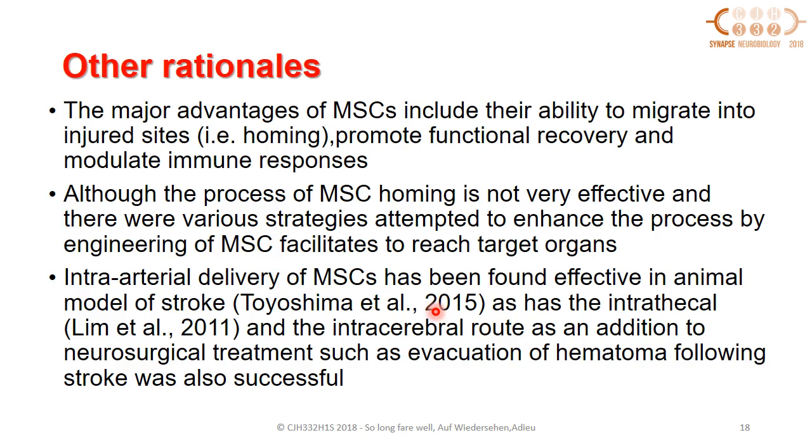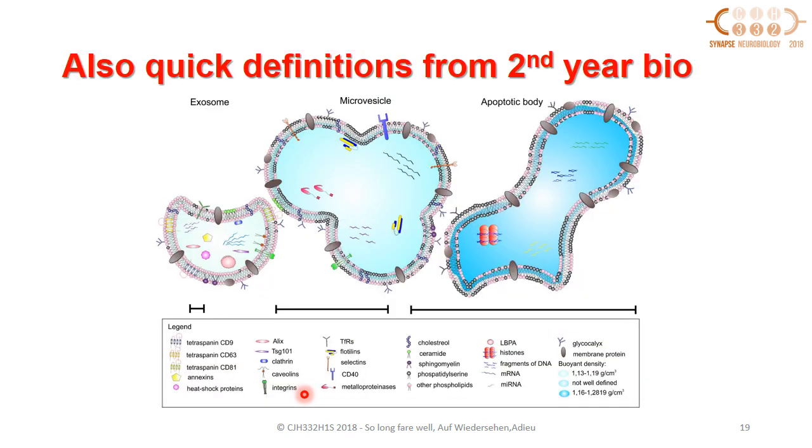We also know, for example, that if we were to deliver this intra-arterially, these mesenchymal stem cells have been really useful in animal models of stroke. Not neural stem cells, but mesenchymal stem cells. And if we were to deliver them directly into the brain through the intracerebral route, you'd have to inject them directly into the brain, open up the skull, go through the meninges, etc. It has also been shown to be really successful after clearing out the hematoma or the blood clot that was associated with it. So a lot of different research has suggested that these might be really, really useful.